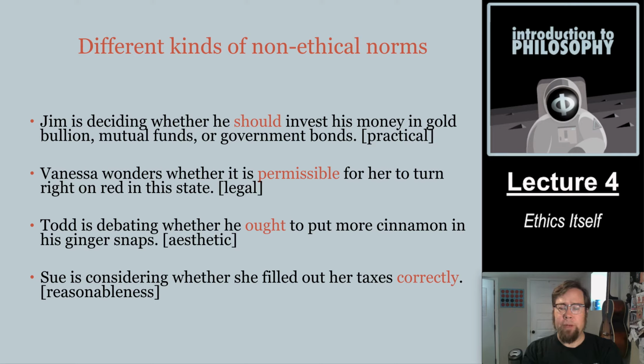Another kind of norm is illustrated in our 4th sentence here. Sue is considering whether she filled out her taxes correctly. Did she follow the rules is really what we're talking about here. These are norms of reasonableness, or maybe another example of legality.